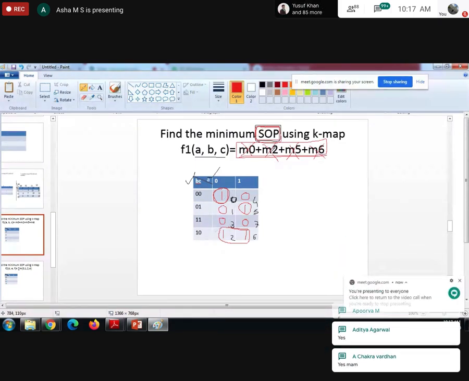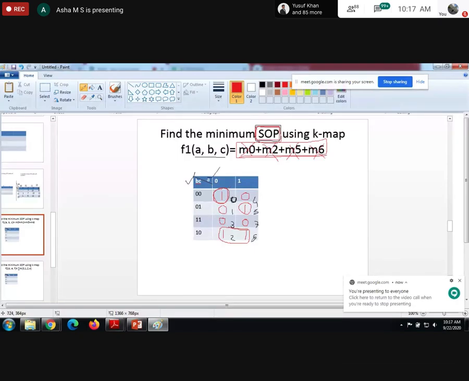So this is the procedure. First, wherever the function is given, place a 1. All remaining cells will be 0. Once it is done, you should identify the groups of ones. First you have to look for an octa. Octa means 8. If 8 is not possible, then look for a quad. Quad means 4. In this problem, even 4 is not possible. Then you have to look for a pair. Pair means 2. Yes, in this problem a pair is possible. So one pair we got, and these 2 ones we cannot group with other ones, so they remain single ones. Once it is done, we need to write the SOP.